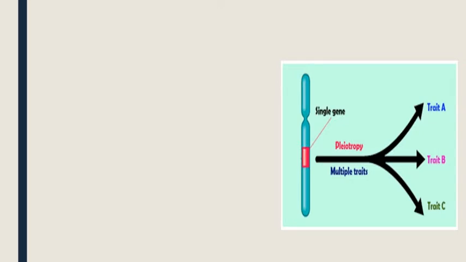In this picture you can see that there is this single gene. A change in this single gene is causing different traits, different effects. A single gene is affecting many traits, trait A, trait B, trait C. So when a single gene affects multiple traits, it is called pleiotropy.